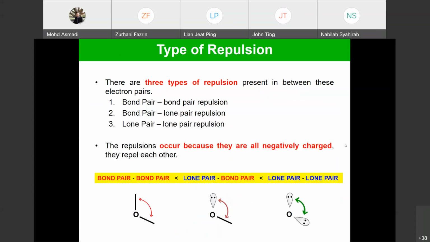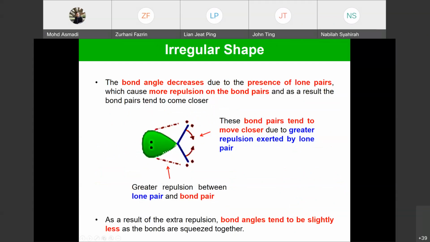Okay. See, this is the type of repulsion between lone pair and bond pair. Generally, if you look here, the repulsion between bond pairs is lower than between lone pair and bond pair, and lone pair with lone pair is much greater. Sorry, this one I just give as additional information because I teach quantum chemistry. This is what I told you about the irregular shape. The bond angle decreases due to the presence of the lone pair. They push, and the angle decreases. Greater repulsion between lone pair and bond pair.